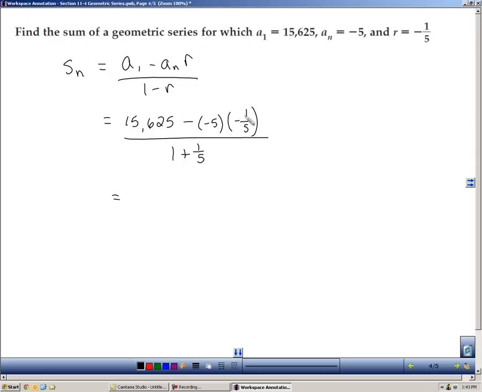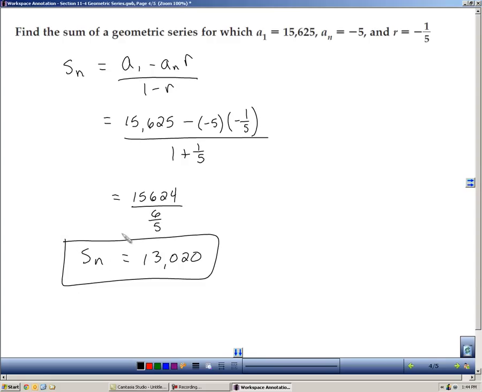So this is all really going to be a 1, and it's 15,624 when you subtract 1 from that. And we'll divide that by 6/5. You can multiply by the reciprocal or use a calculator, and you're going to get 13,020. So my series adds up to that value.